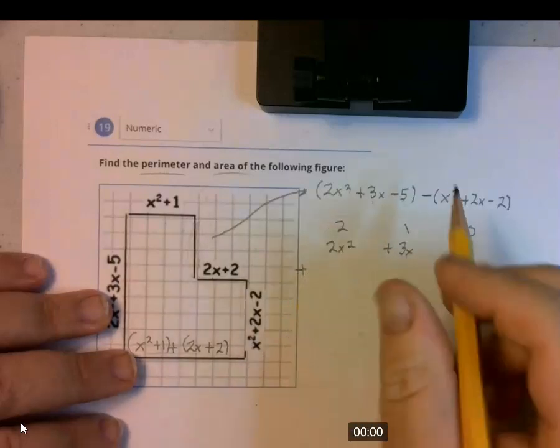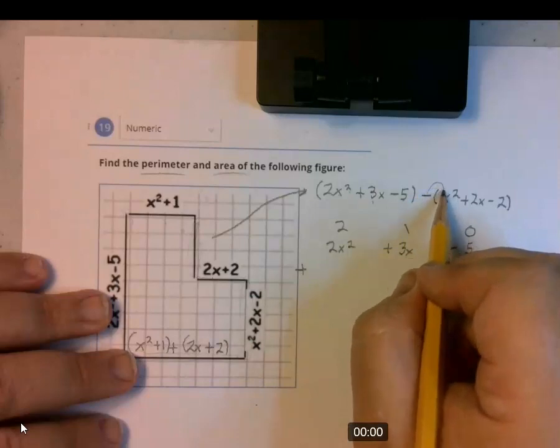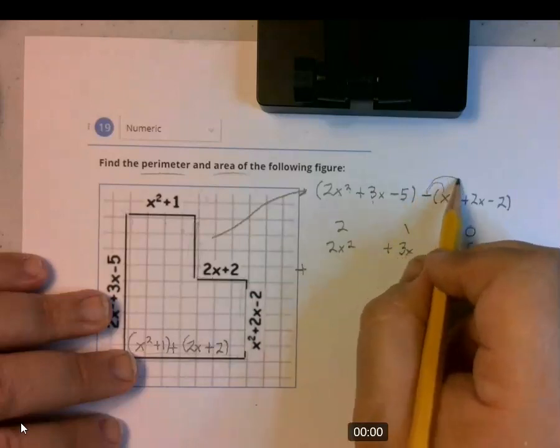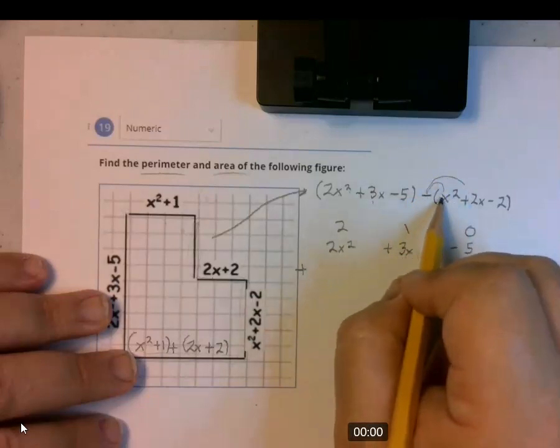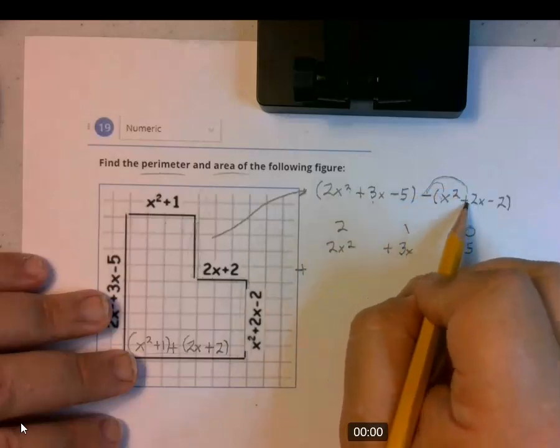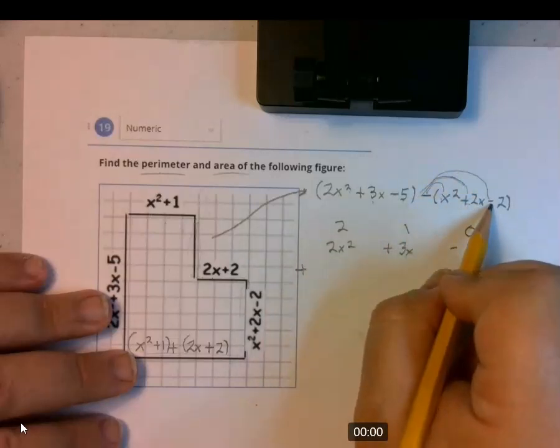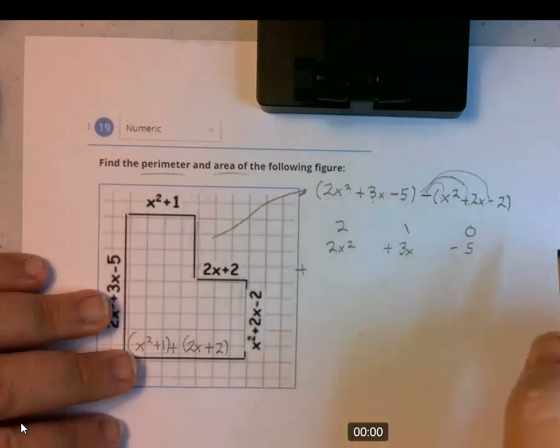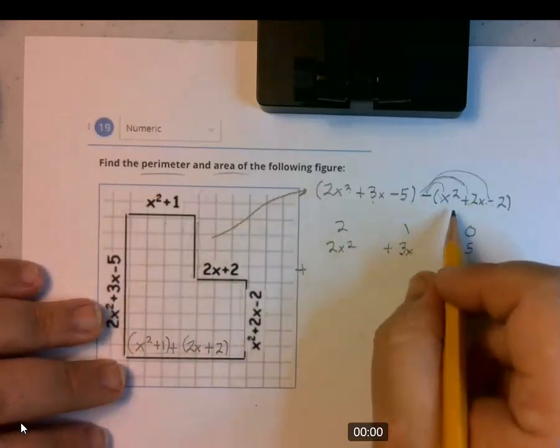And this is going to be a plus. Now I'm going to distribute this minus sign. That's going to become a minus, that's going to become a minus, and that's going to become a plus. It's going to flip that around, negative, negative. Okay, so we have that.